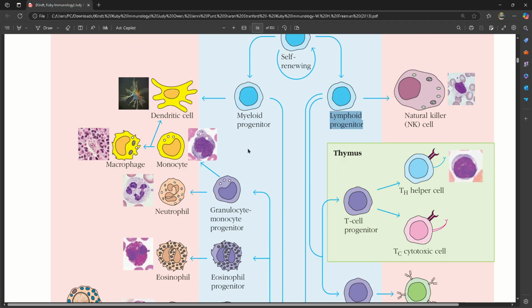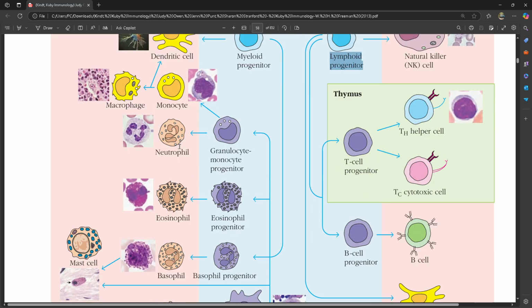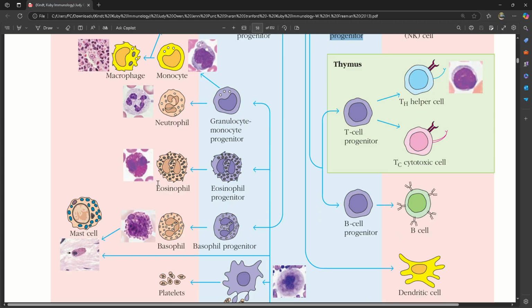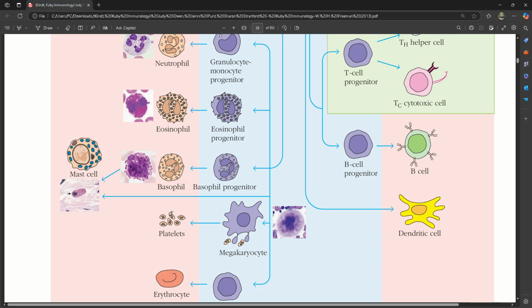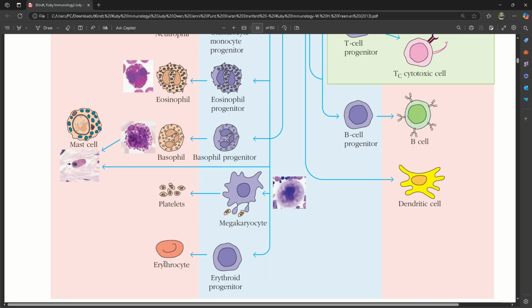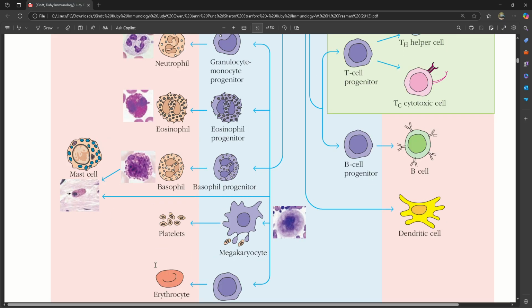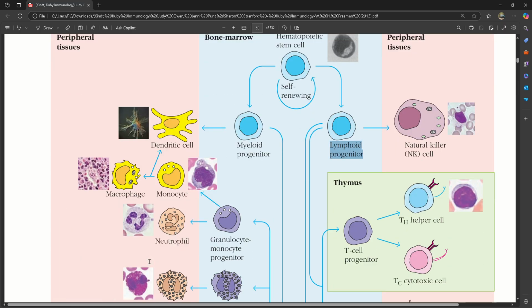So here we see macrophages, and macrophages have a large nucleus, monocytes a horseshoe-shaped nucleus, neutrophils this multi-lobed nucleus, and eosinophils this bi-lobed nucleus, and basophils have this comma-shaped nucleus, and mast cells have this circular or spherical nucleus, and erythrocytes have no nucleus. Red blood cells have no nucleus when they are mature.